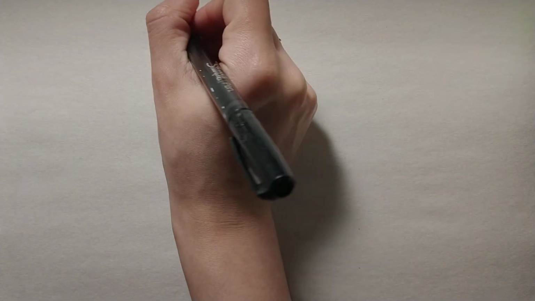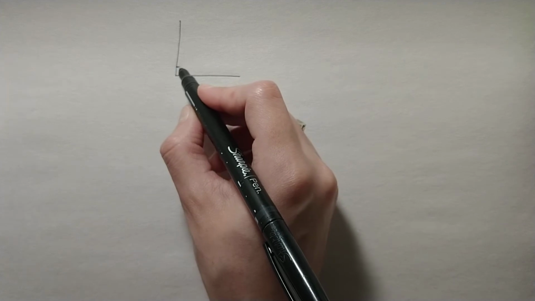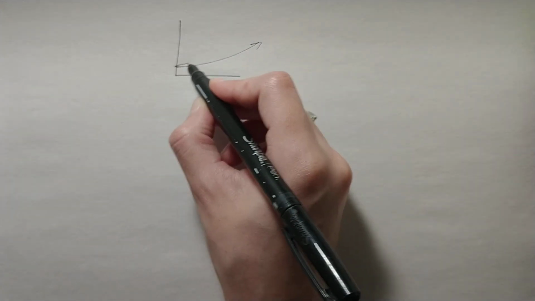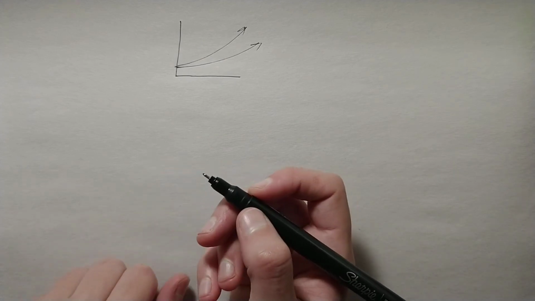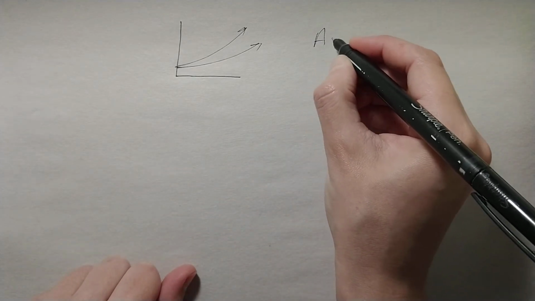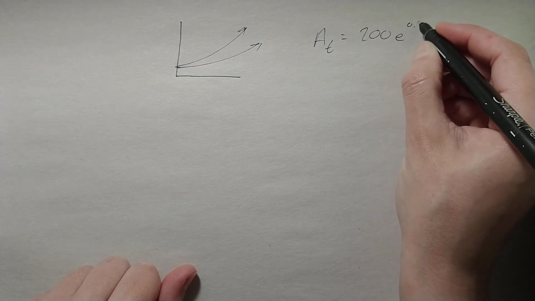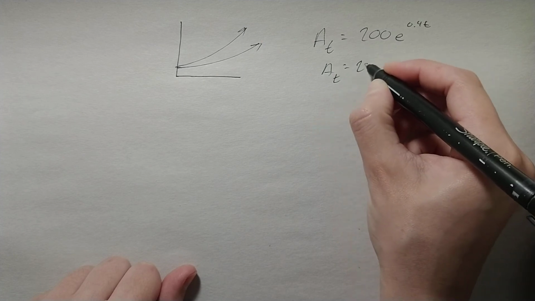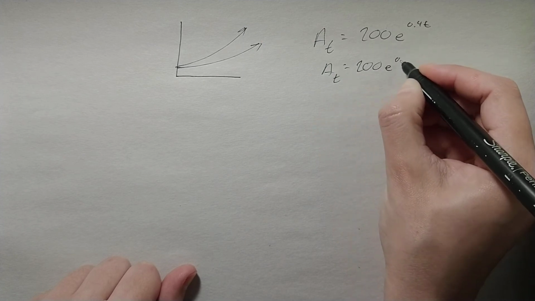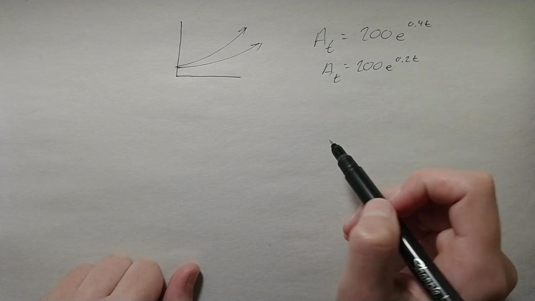Now exponential functions showing growth. Alright. So we have equations like this showing exponential growth. Alright. So if we have two equations like this, showing growth in terms of time.